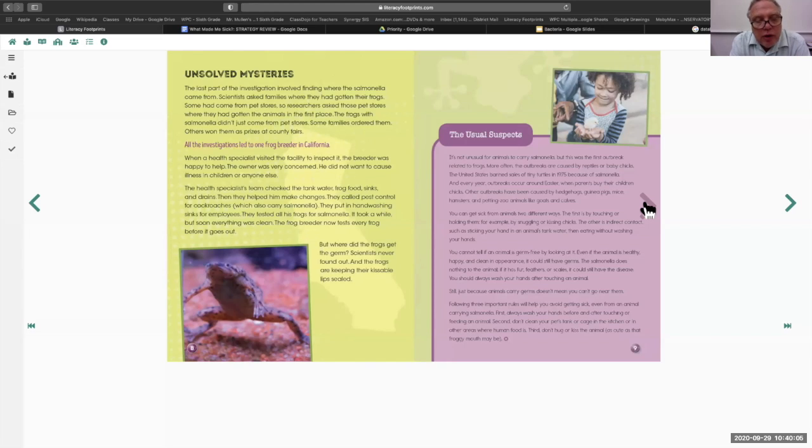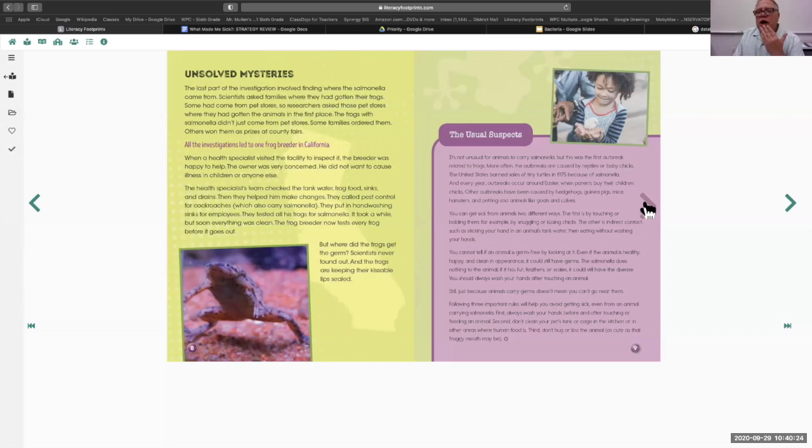The frog breeder now tests every frog before it goes out. But where did the frogs get the germs? Scientists never found out. And the frogs are keeping their kissable lips sealed. Okay?